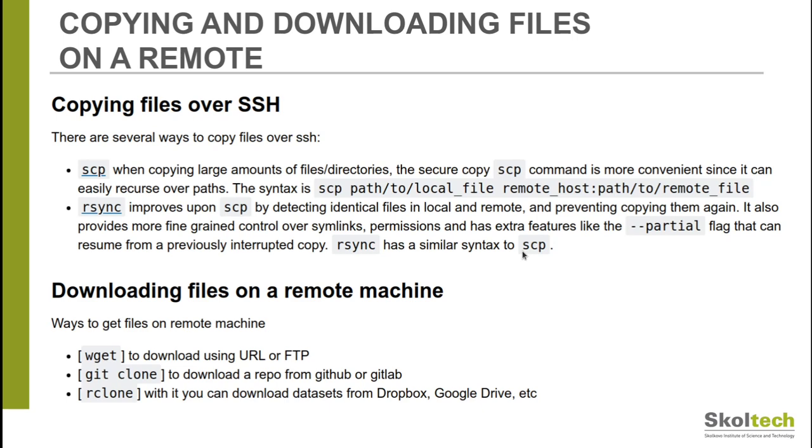You can use wget as on a local machine to download using a URL or FTP. You can clone a repository from some Git repository available on the internet or if you have a specific URL. Also, there is a very helpful tool named rclone. With it you can download datasets from Dropbox and Google Drive.